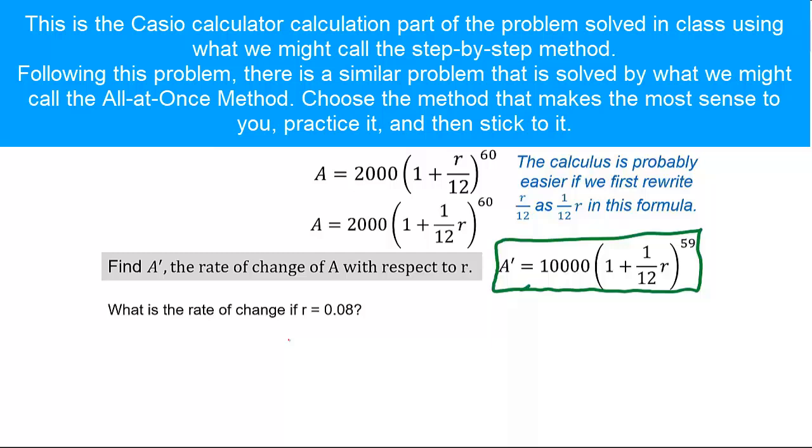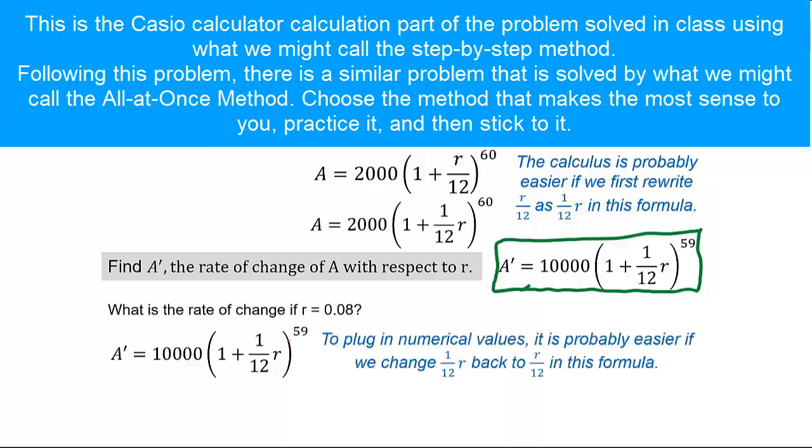All you have to do is plug 0.08 in for R and calculate. Now, just as I said earlier, I thought it was easier to take the R divided by 12 and write it as 1/12 R. I now think it's easier to take it and put it back. Again, you don't have to. You can do the calculation with it just as it is, but I think the calculation's easier if you just put it back the way it was.